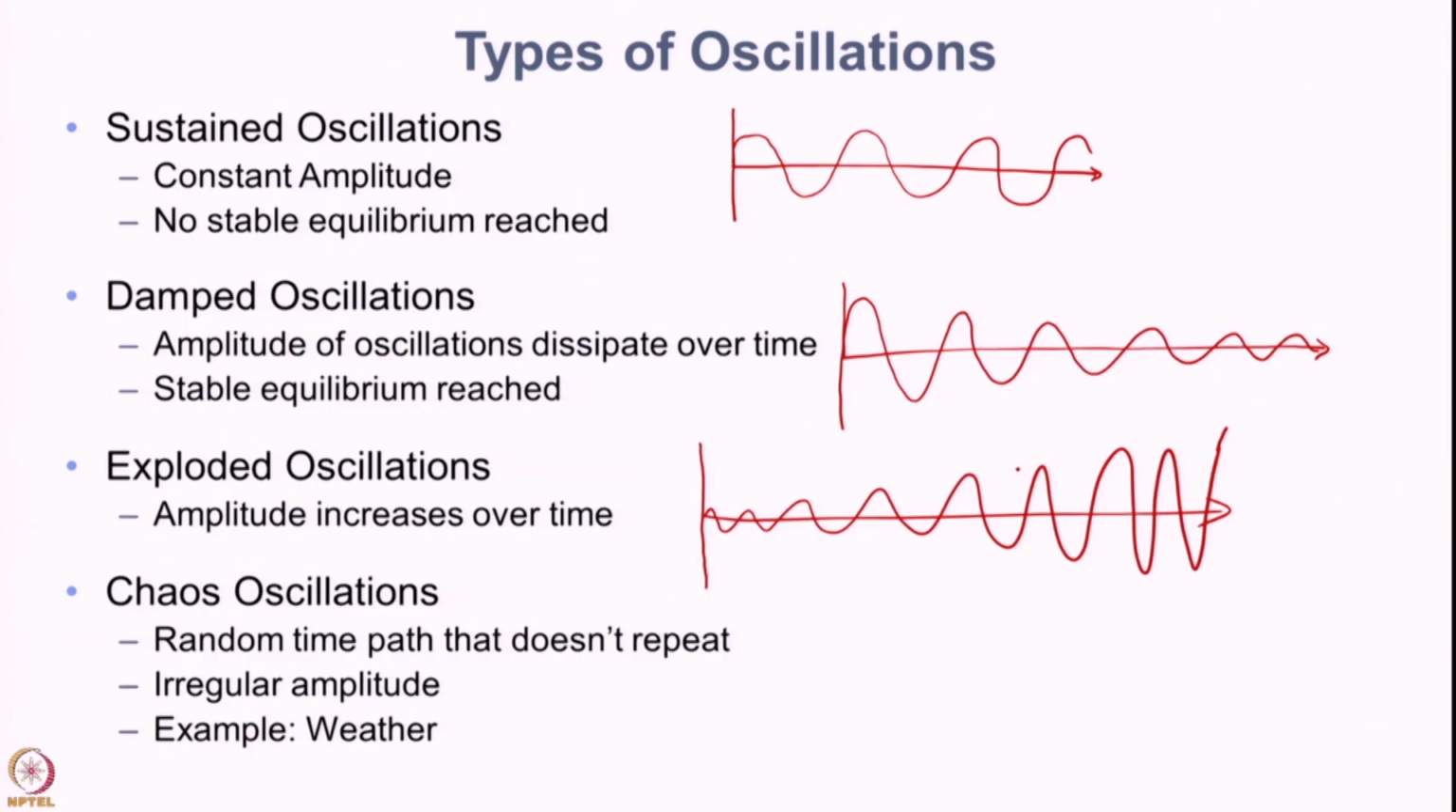A fourth type, which does not adhere to any of these three options of sustained oscillation, damped oscillation or exploded oscillations, we call chaos oscillations, where the random time path does not really repeat itself and the amplitude is quite irregular in nature. A typical example could be the weather.